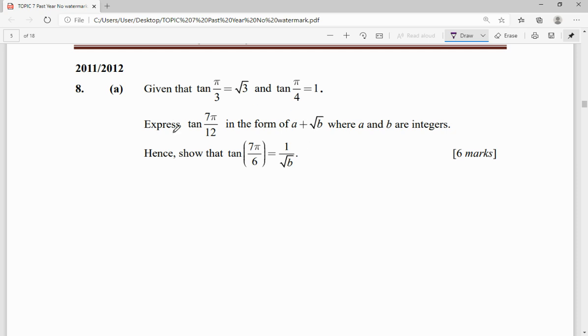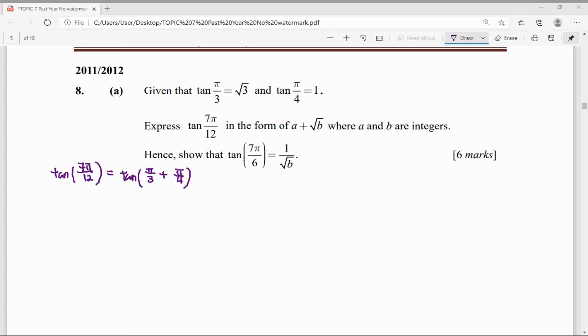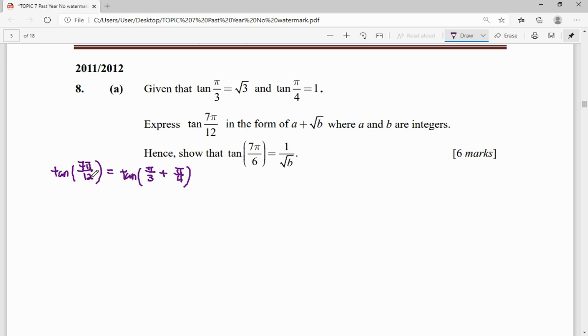So first of all, we have to answer the first part of this question, which is tangent 7 pi over 12, using these two pieces of information. For tangent 7 pi over 12, it can be expressed as tangent of pi over 3 plus pi over 4. You can see that as we add up our angles, pi over 3 plus pi over 4, we get 7 pi over 12. So we come to a compound angle tangent.